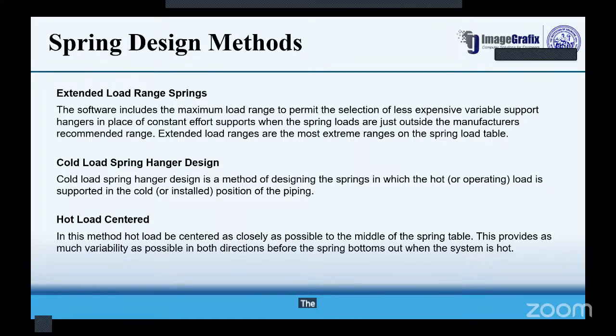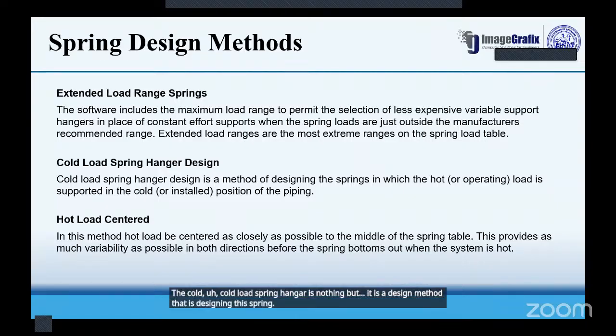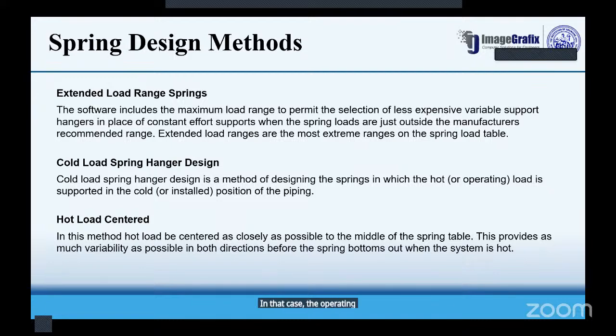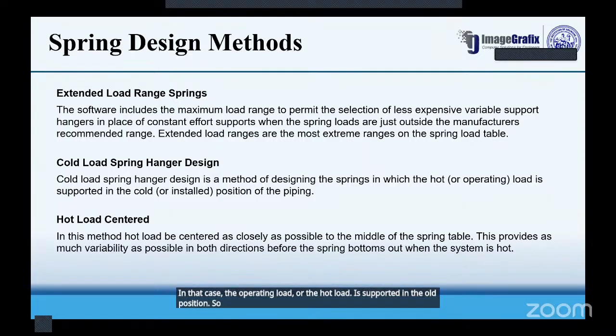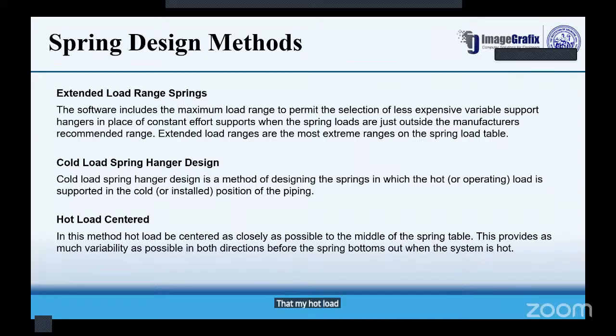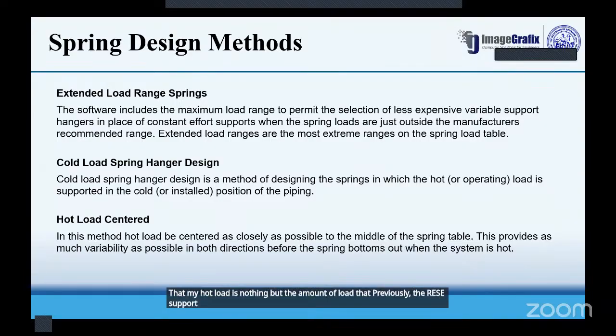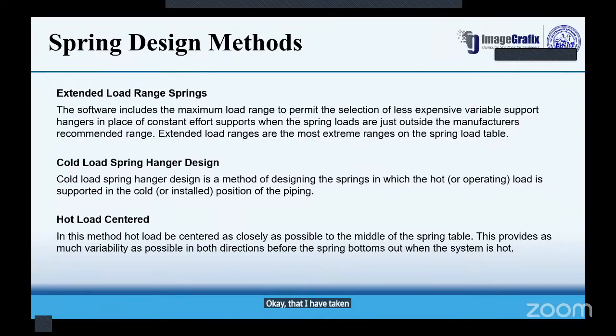The cold load spring hanger is a design method for designing the spring. In that case, the operating load or the hot load is supported in the cold position. As we have calculated, my hot load is the amount of load that the rest support was previously taking. I have taken that as my hot load for this spring, and the cold load I have calculated with the formula. This is the method which we have used.